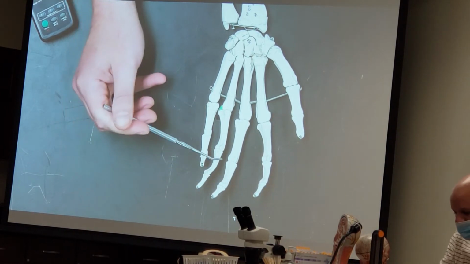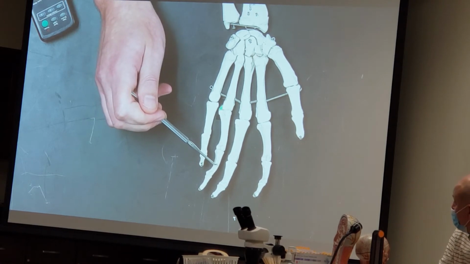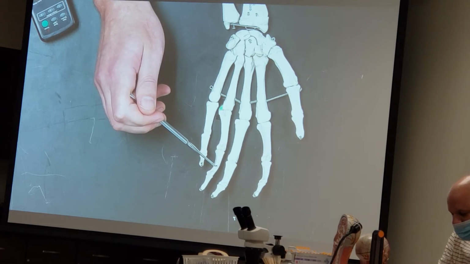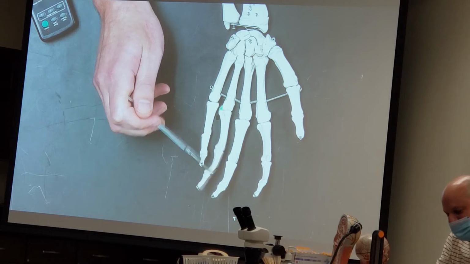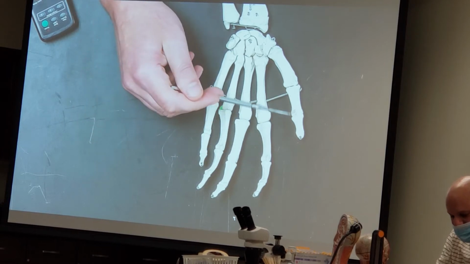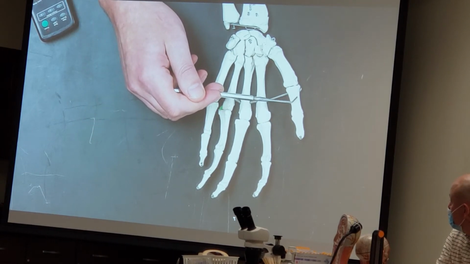If I put a tag here, what would you say? Middle phalanx of the fourth digit. Yeah, so middle phalanx of the 4th digit. If I put a tag here, proximal phalanx of the first digit.